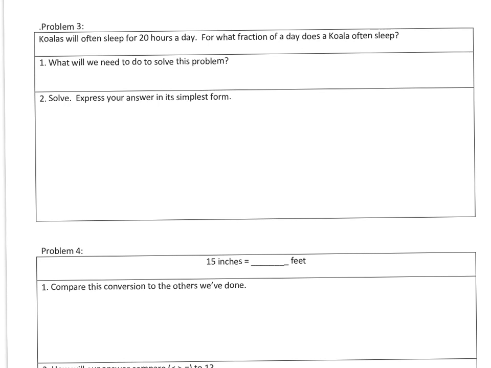Koalas will often sleep for 20 hours a day. Ooh, good to be a koala. What fraction of a day does a koala often sleep? So what will we need to do to solve this problem? Well, we need to know how many hours are in a day. And there's 24. So we know that they sleep 20 out of 24 hours.